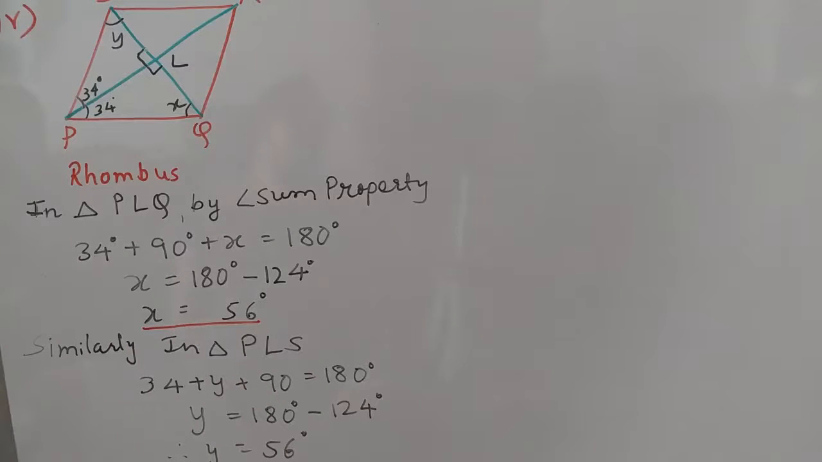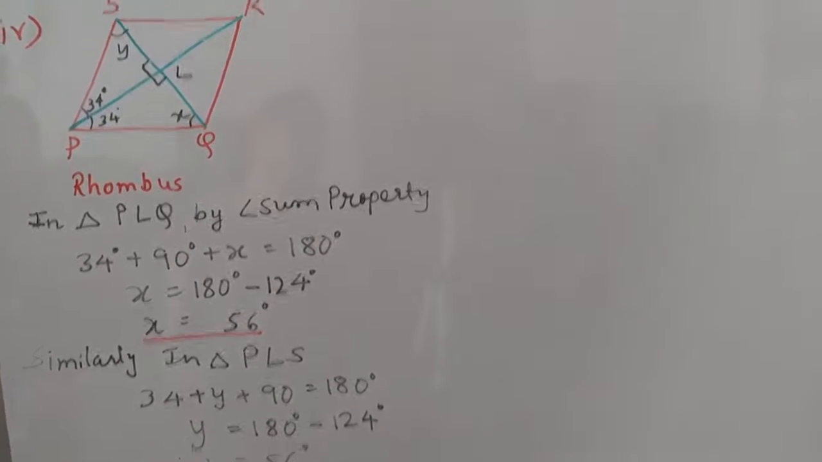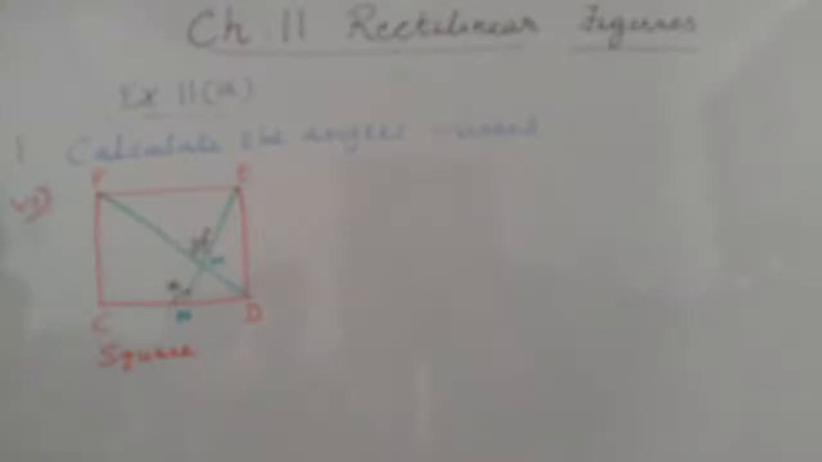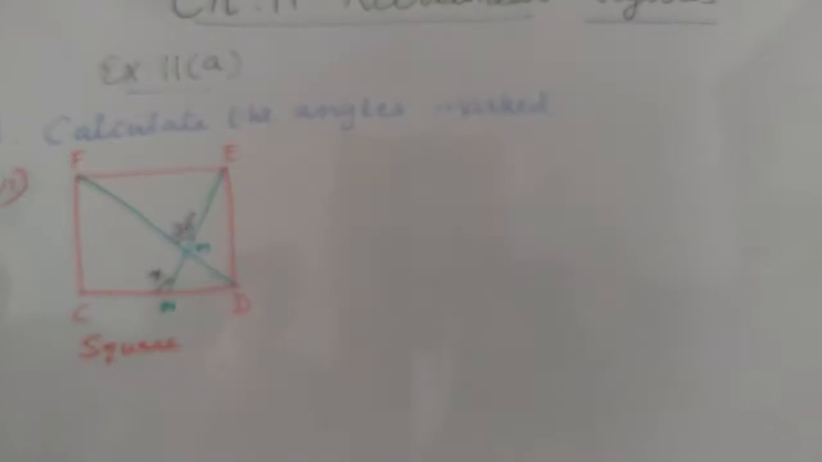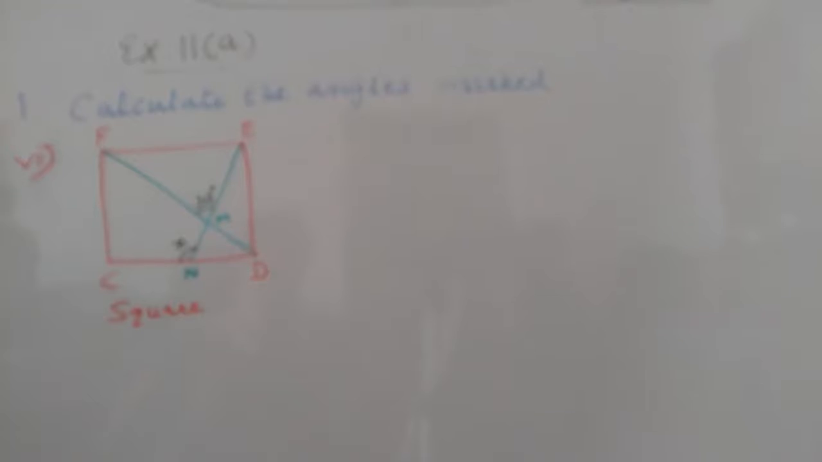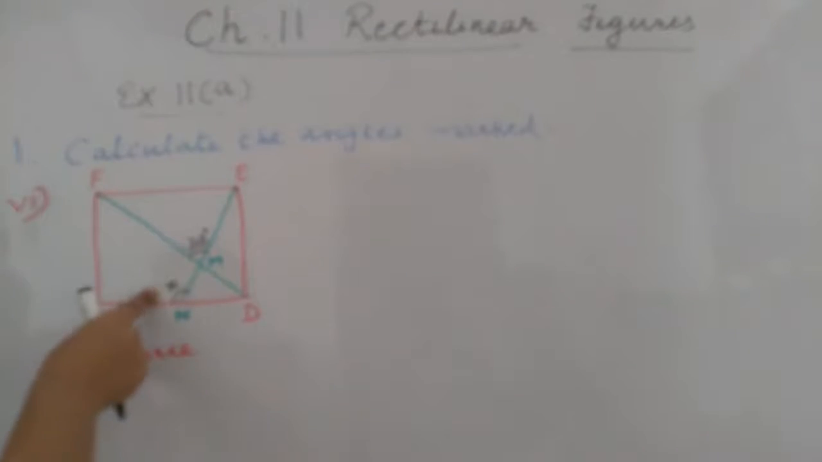So these are the answers we found using our properties. You all have to remember the properties throughout the chapter. Okay, question number 6 here. There is a square given, CDEF, drawn here. Now in this square we are given FD, a diagonal, but EN is not a diagonal. So we will find the value of x accordingly.